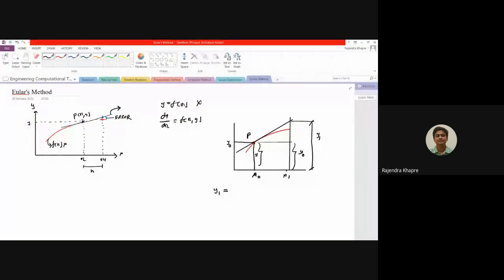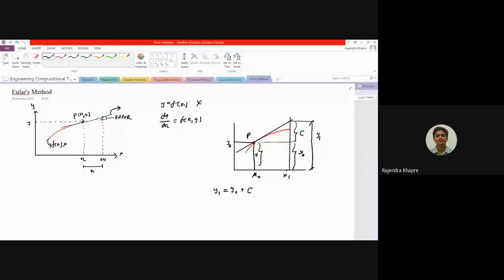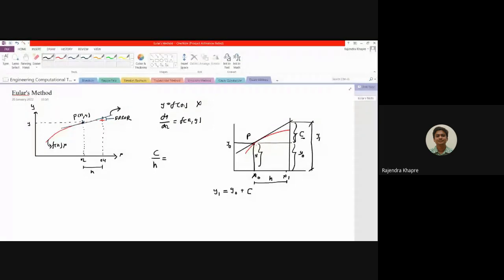So y1 can be written as y0 plus this much of portion. Let us call this much of portion the constant c, and let us say the distance between x and x0 is h. If you look at this particular triangle, you can find that c divided by h, that is this distance divided by h, is nothing but your dy by dx.